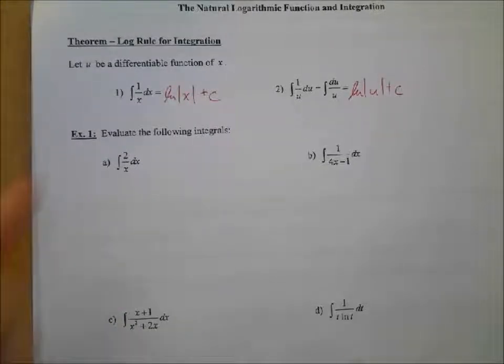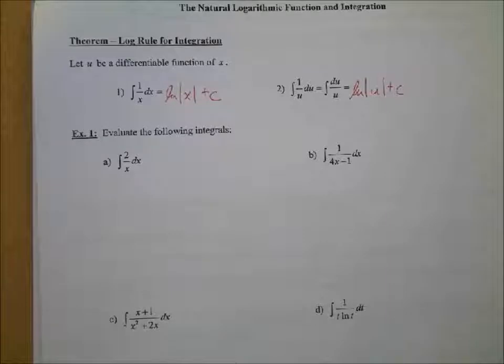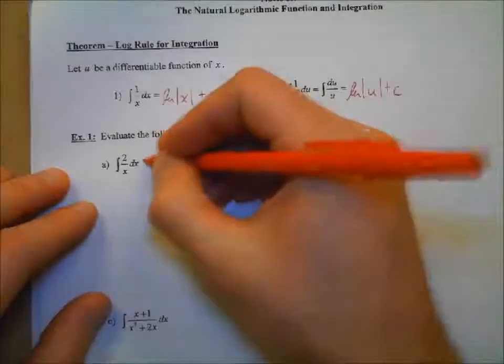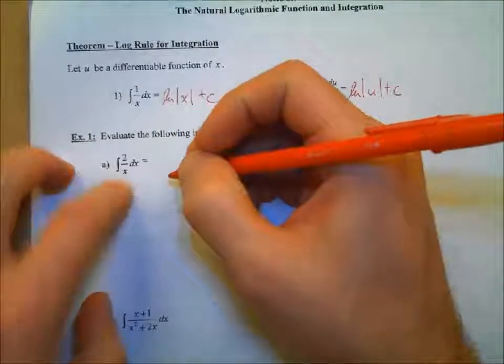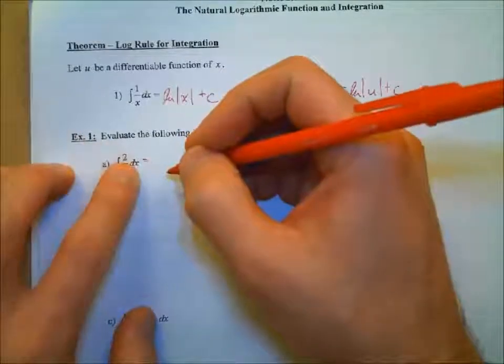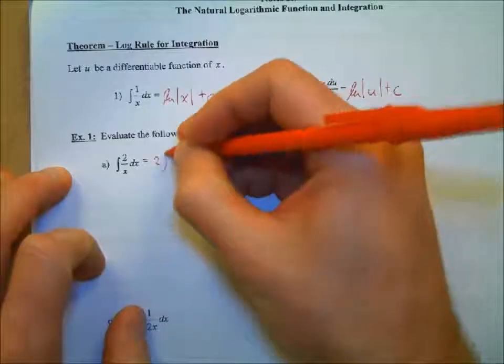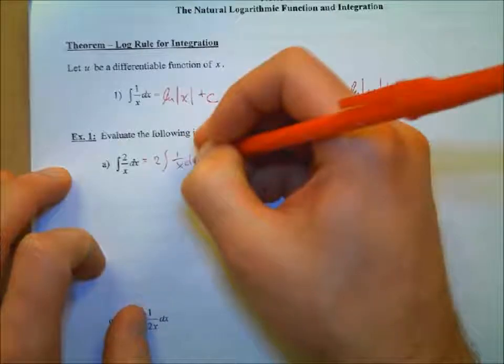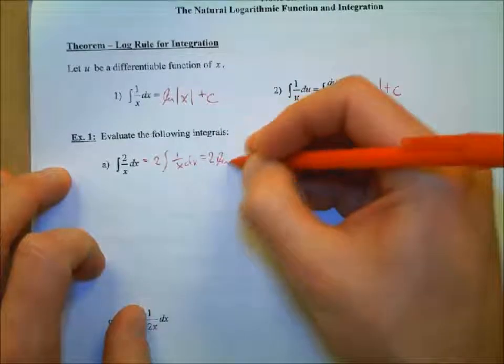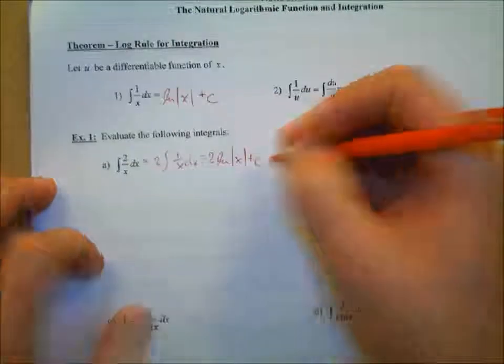All right. Example 1a. Do we need a U-substitution for 1a? No. Okay, so how can we rewrite this though? What should we do with this 2 here? We can bring it in front of the integral sign, make it 1 over x dx. And so this is just twice the natural log of the absolute value of x plus c.